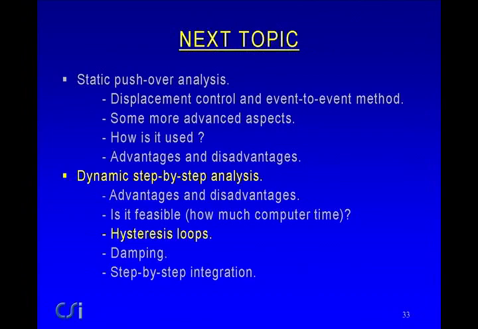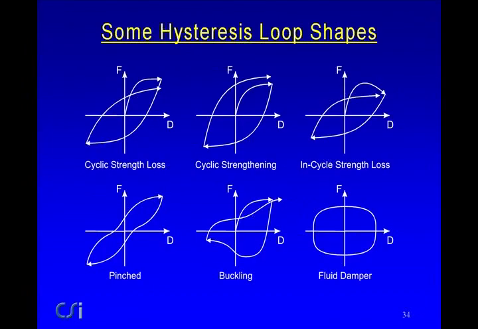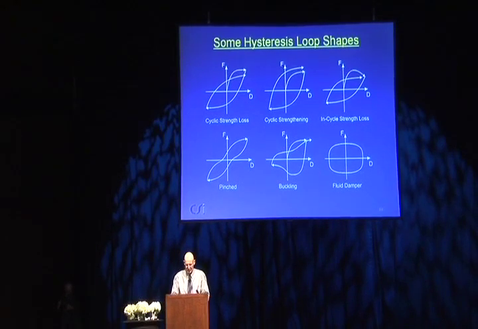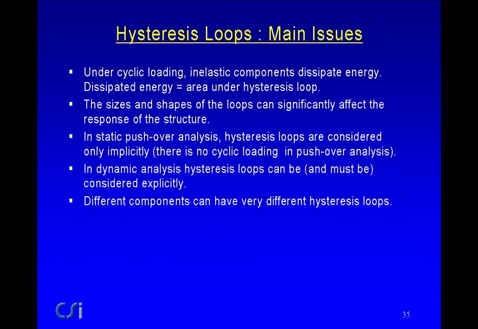Hysteresis loops. Now, if you're doing a nonlinear dynamic analysis, you will need to model hysteresis loops. And there's a number of possible shapes. The first one shows cyclic strength loss. Next one, cyclic strengthening. There's what is commonly referred to as in-cycle strength loss, where you lose strength and then does something after that. You can have pinch loops, a buckling type loop. A fluid damper has got something which tends to be almost square. There's a variety of different hysteresis loop shapes. These are the main issues.